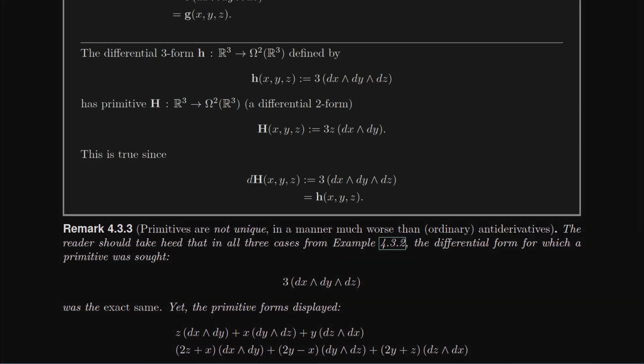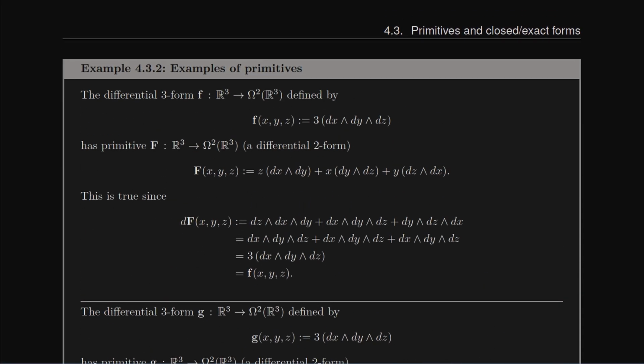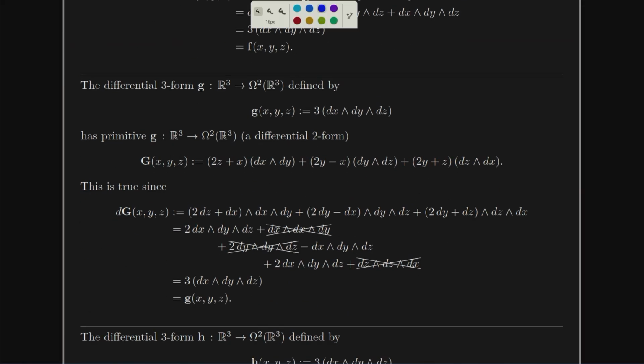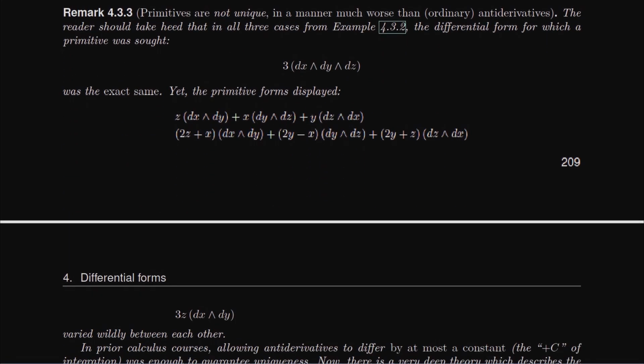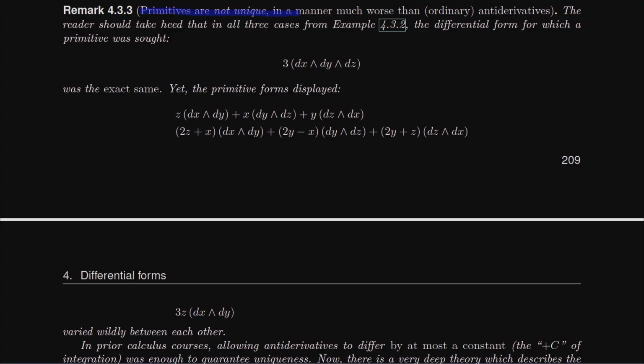So what we've encountered here is 3 cases of the exact same differential form at the beginning, but 3 different primitives. That was the first primitive I claimed. This is the second primitive I claimed, considerably different. Here's the third primitive I claimed, also different. So I've got this remark here. Primitives are not unique, in a manner much worse than ordinary antiderivatives. If you look at those 3 previous examples, I had 3 primitives that were really substantially different. There's the one, there's the second, there's the third.